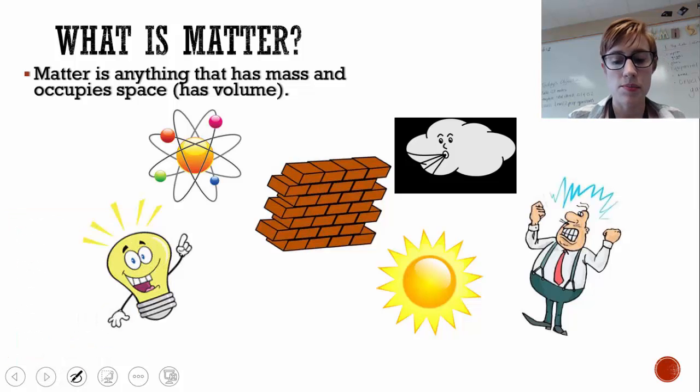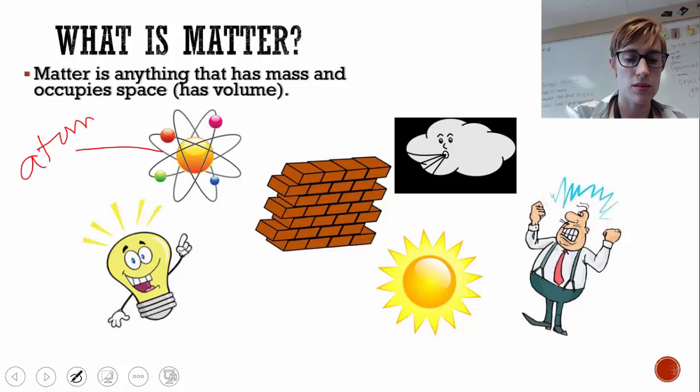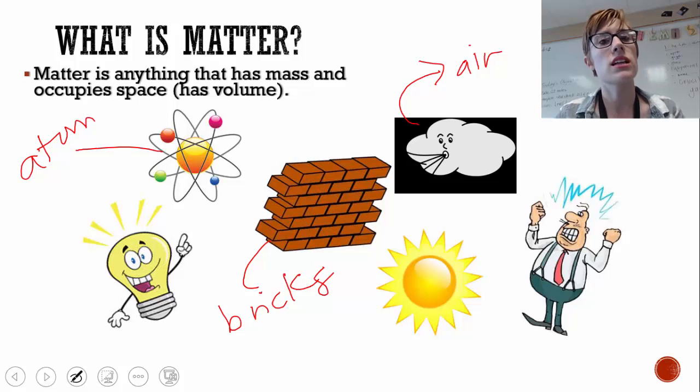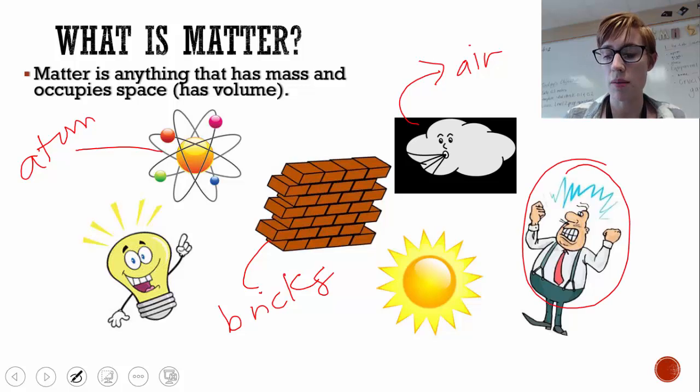So, I put a bunch of objects on our screen so we could talk about it. Some things that are matter would be an atom. That is something that is matter. Bricks, that's something that's matter. Air, believe it or not, is matter. It's made up of mostly oxygen and nitrogen, but there's a lot of other things in it like carbon dioxide and hydrogen.